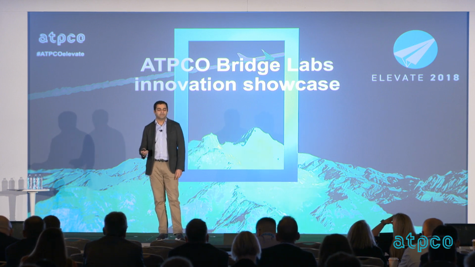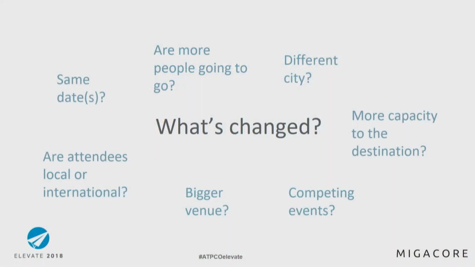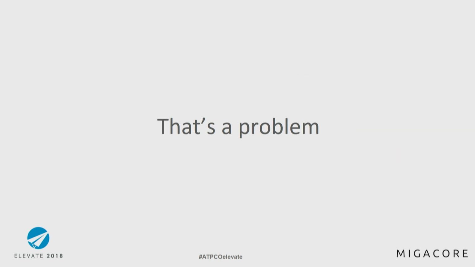What we really care about is knowing, are there more people who are going to go? Has the event changed? Have the dates changed? Has the venue changed? If there's going to be more demand, has the context around the network itself changed? Are there more flights? Is there more capacity? Is there a competing event? These are all the questions that actually allow us to make proper decisions moving forward. And this is probably one of the biggest areas which airlines have told us they want to work on. So that's the problem.